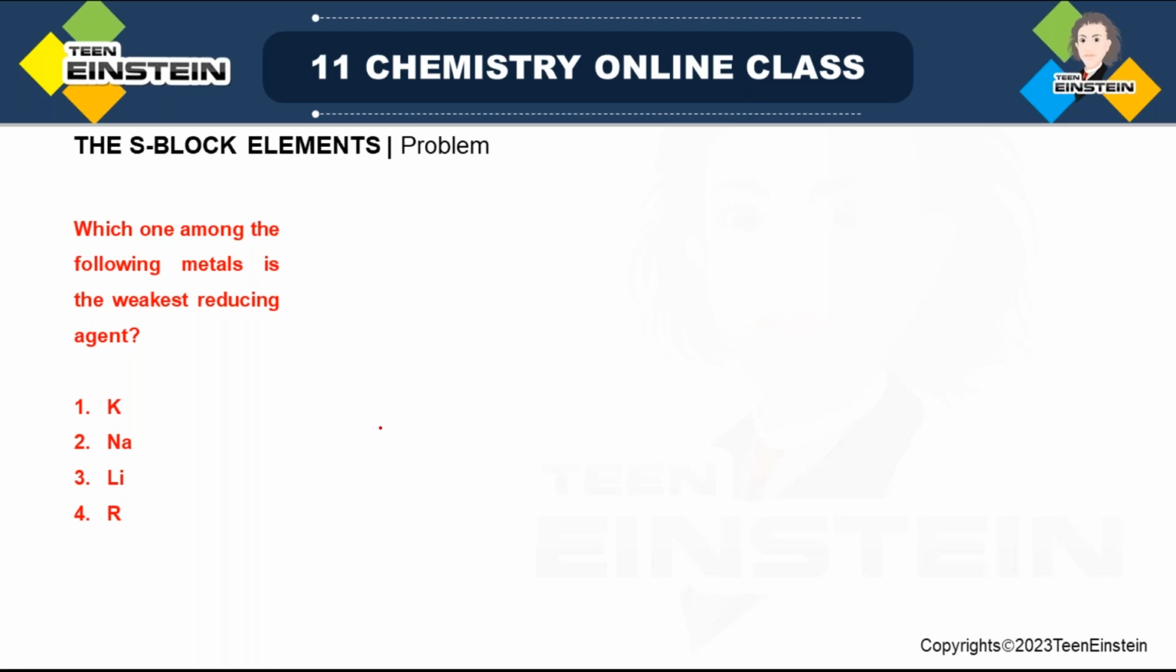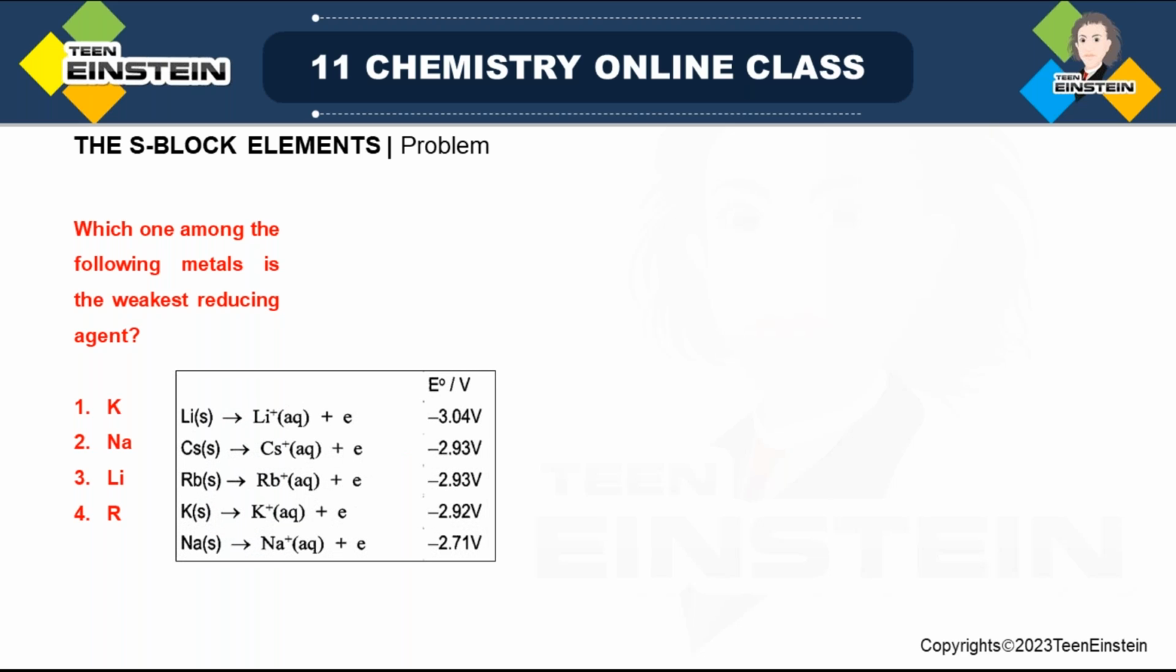Now some questions. Which one among the following metals is the weakest reducing agent? Remember the table we have seen based on reduction potential. So here we have seen the weakest one, that is clear from this table. So sodium should be the correct option. Okay, Option 2.